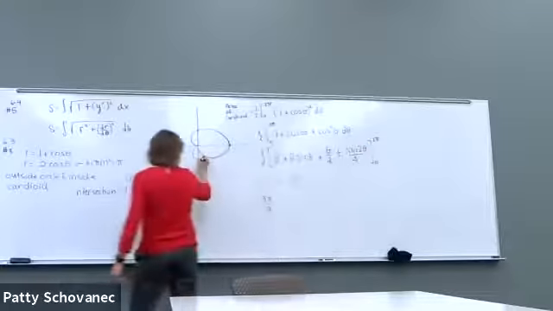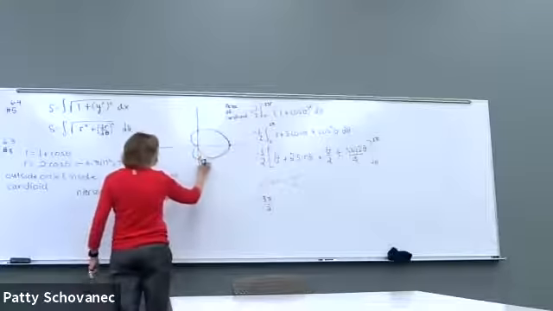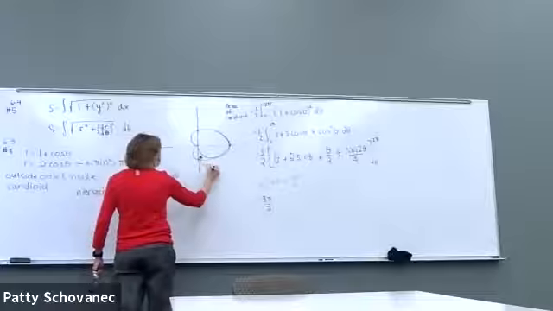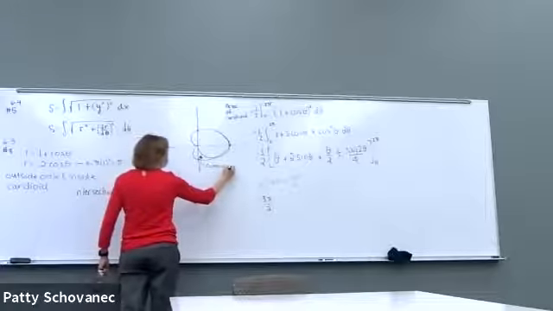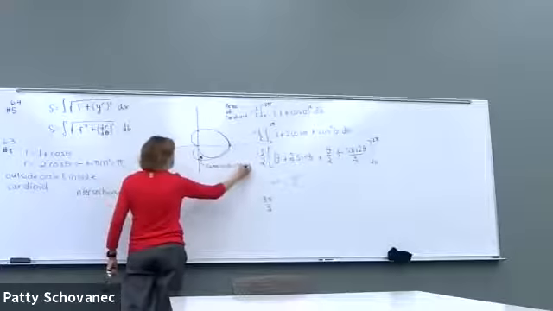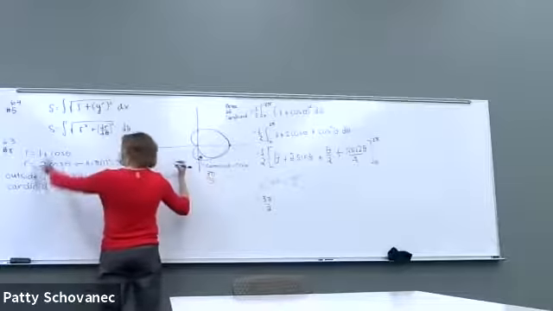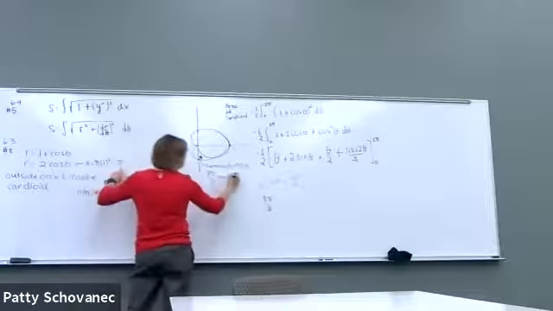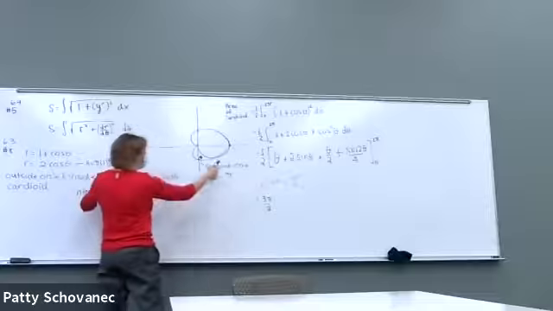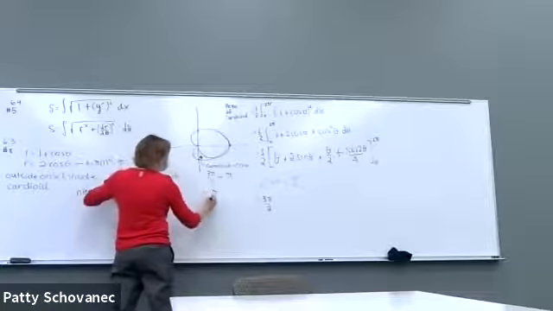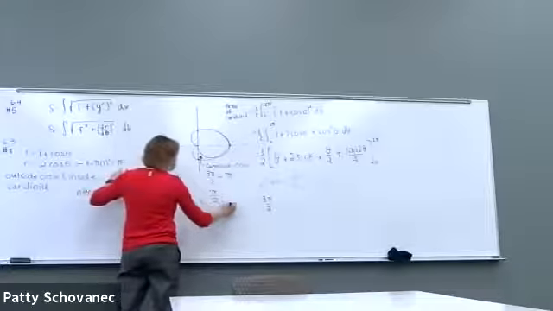So now the area that I seek out here is going to be cardioid minus circle. So the cardioid was 3 pi over 2. The circle was pi. 3 pi halves minus 2 pi halves gives me pi halves square units of area.